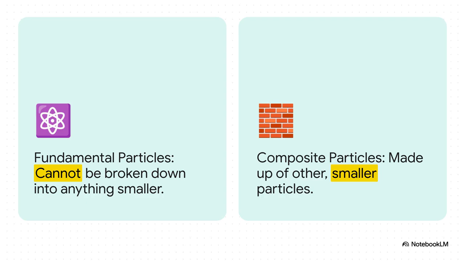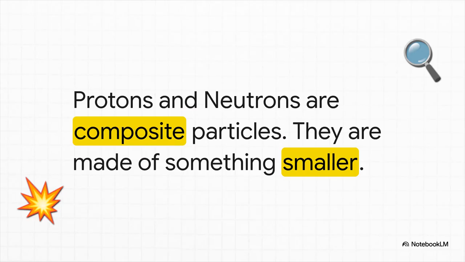So in physics, there's a really important distinction. On one side, you have fundamental particles. Think of these as the ultimate indivisible Lego bricks. You just can't break them down any further. Then, on the other side, you have composite particles. These are more like things you build with the Legos. They're made of other, smaller pieces. And here's the big reveal, the huge twist. Protons and neutrons, the very heart of every atom, are composite particles. They're actually made of something smaller.